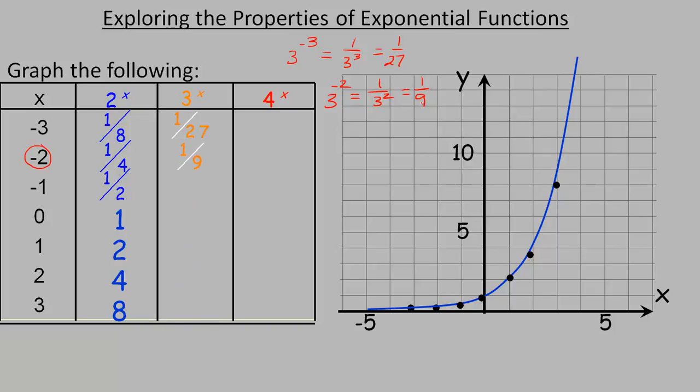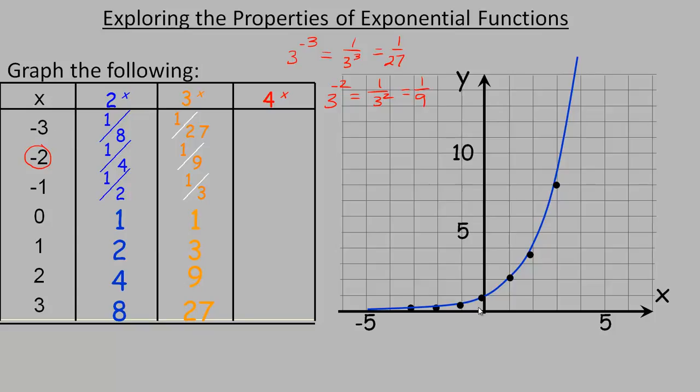So that's the idea. 3 to the power of -1 is a third, or 1 over 3 to the first. 3 to the power of 0, just like 2 to the power of 0, is 1. And then if I put 1 in place of x, 3 to the power of 1 is 3. And then if we put 2, 3 squared is 9, that's 3 times 3. And then of course 3 to the power of 3 would be 27 for the last one. I can't really plot that one because it's off the top of the graph a long ways.